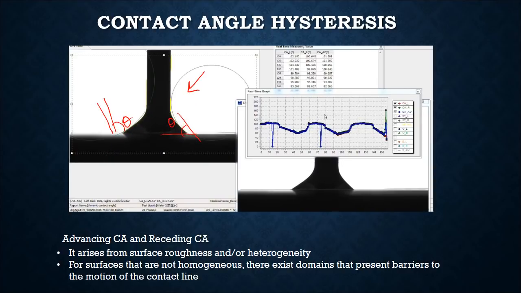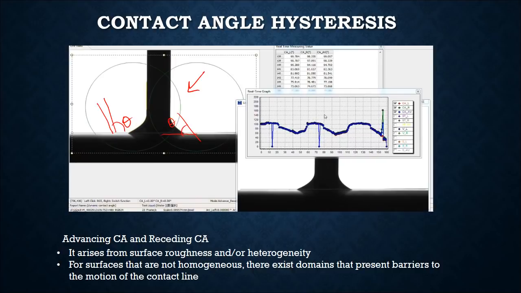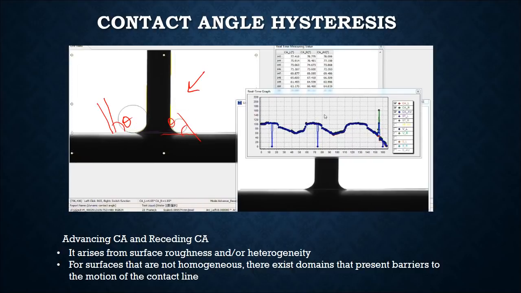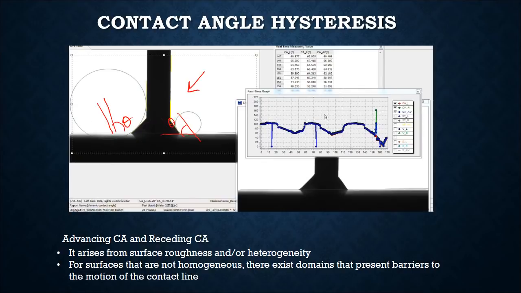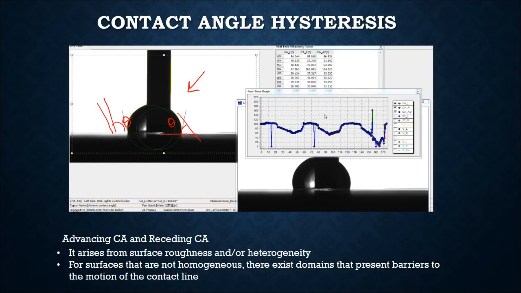Advancing and receding contact angle arise from surface roughness or heterogeneity. For surfaces that are not homogeneous, there exist domains that represent barriers to the motion of the contact line. Okay, so we finished the video, so let's go to the next slide.